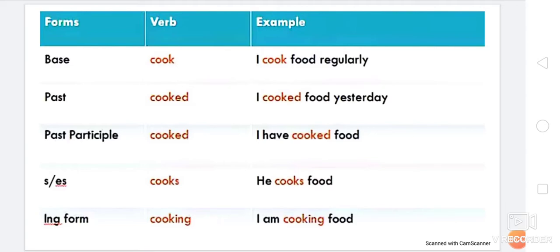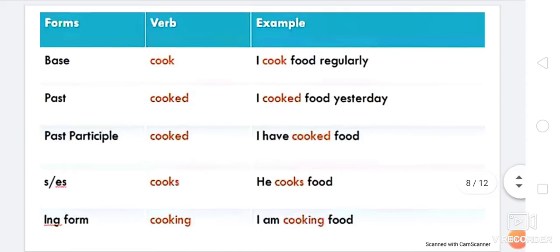So when I use a base form, it can be taken as: I cook food regularly. What is this? This is the base form of the verb, the present form of the verb. So what is the past form of cook here? Cooked, right. So, I cooked food yesterday.